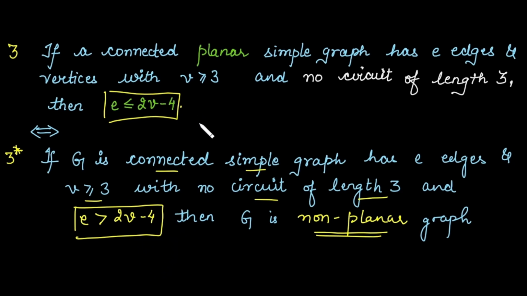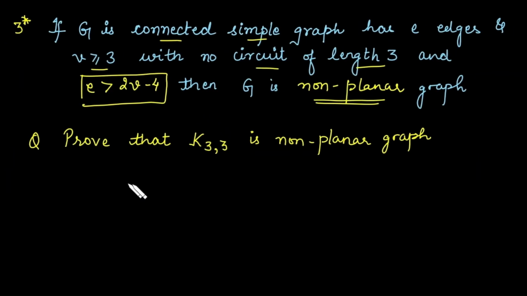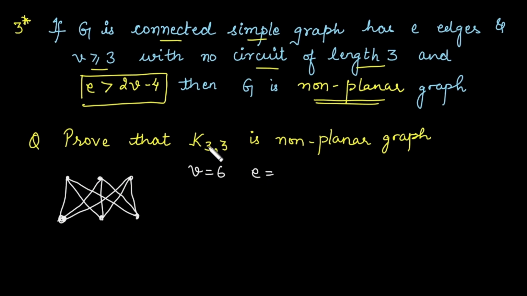But if the graph is planar, you can just give the proof of the statement by its planar representation. So with the help of this statement, we can prove that K3,3, a complete bipartite graph, is a non-planar graph. This is how the complete bipartite graph looks. In this case, the total number of vertices is 6 and the number of edges is the product of these two, that is 9. Now we need to identify whether the number of edges is greater than 2v minus 4.